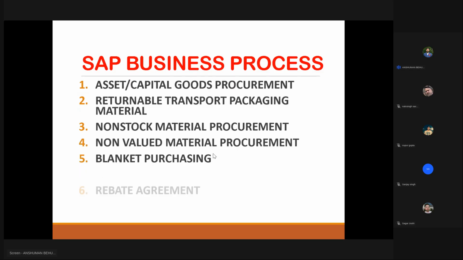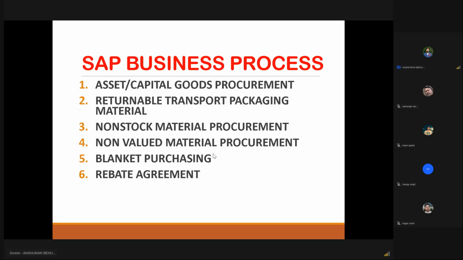So these are basically the procurement processes. Just for an overview, what is asset or capital goods procurement? When you procure some asset, okay, what is an asset? Let's say you are a manufacturing plant and you are procuring a machine to manufacture items or products, so that machine becomes an asset for you, or a capital good for you. So that is basically capital goods procurement.